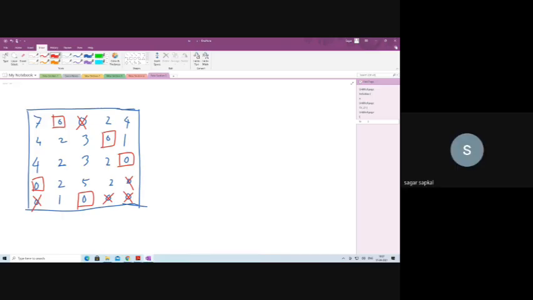हो सर. Okay, now how many number of zeros are there? Assignments are there? 5. How many number of columns or rows are there? 5. So this is optimal. This is optimal solution.